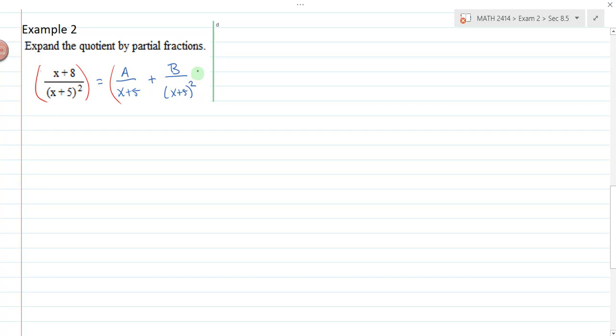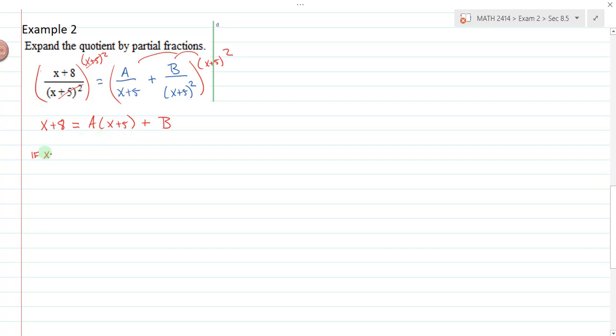Multiply both sides of the equation by the least common denominator. My least common denominator is going to be x plus 5 squared, and this has to be distributed across to both of these. Well, when I multiply the left-hand side of this equation by x plus 5 squared, those are going to cancel out, and I'm left with x plus 8 equals, and then when I multiply the first term here by x plus 5 squared, that x plus 5 will cancel with one of those x plus 5's, and I'm left with a times x plus 5. And here both of these are going to cancel out, and I just get plus b. So our next step then is going to be to pick numbers for x and solve for a and b.